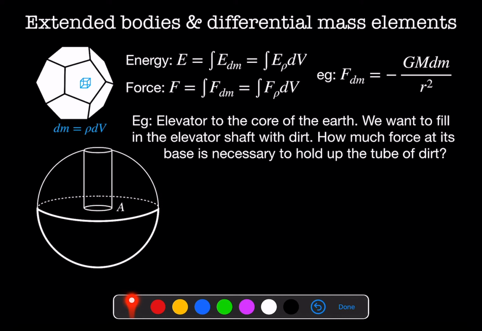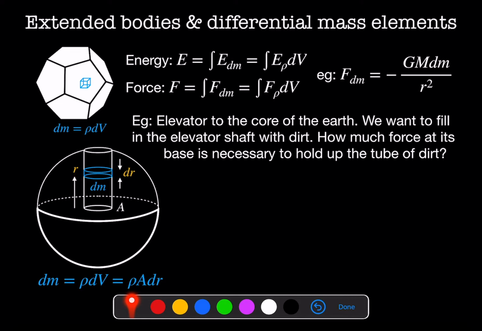So my differential mass element, this little hockey puck here, is going to be equal to rho times dv, which here is equal to rho, or the density of the dirt, times the cross-sectional area times the differential radius. Here is the differential radius element, and this is its height above the ground.